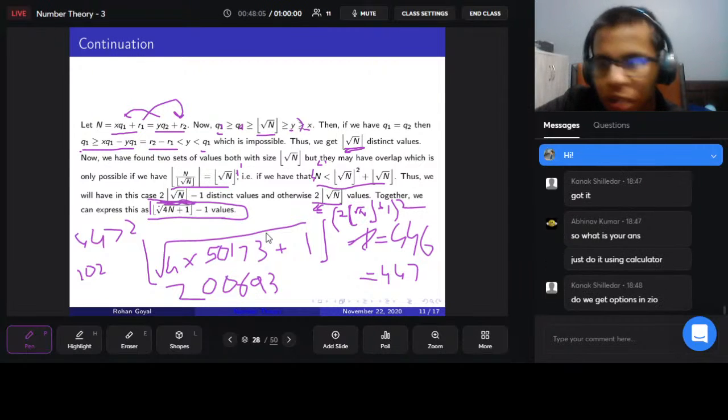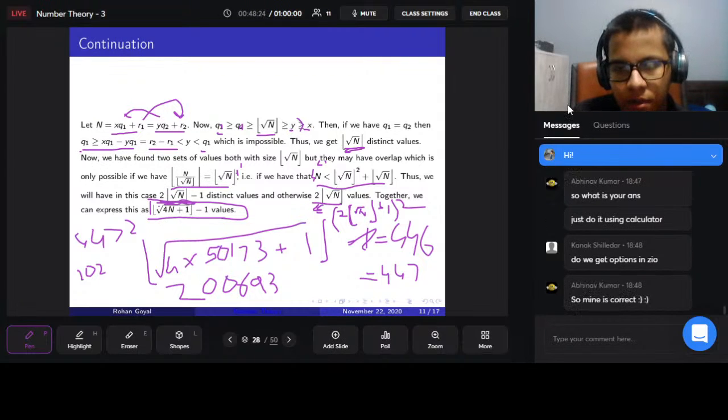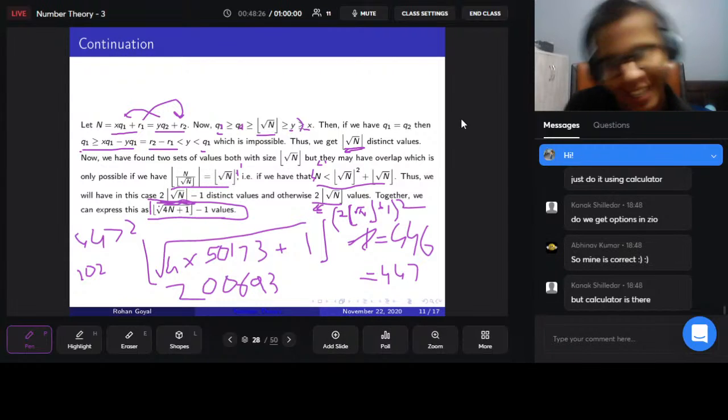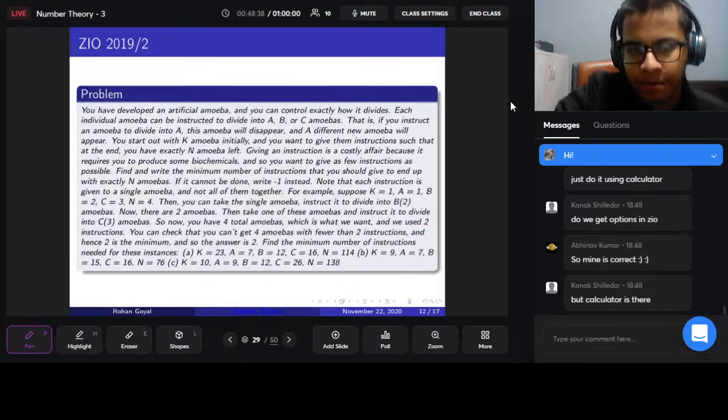No, you don't get options. You just have to output the integer. You will actually have values given, and for example, right now I just asked you to find a general value. You will be given values of n, and you have to find for each of those. Yeah, you were correct. Sure. Yeah, calculator is there, but for function calculator only. You can actually check by using the DigiIon website.